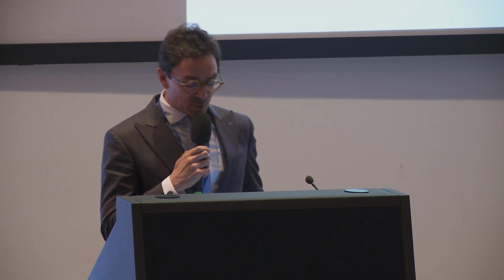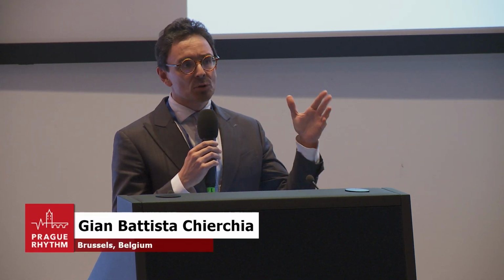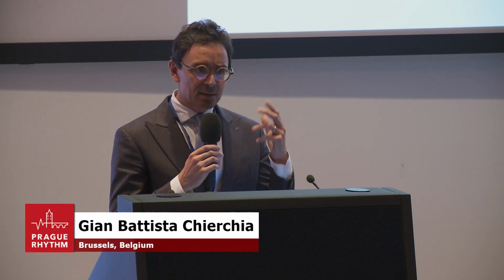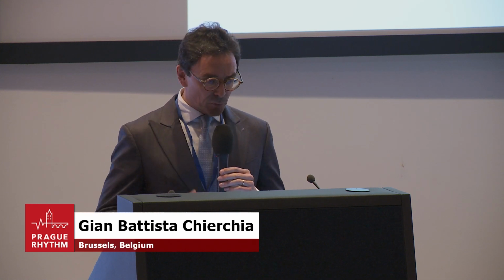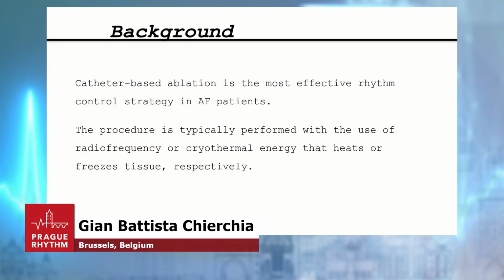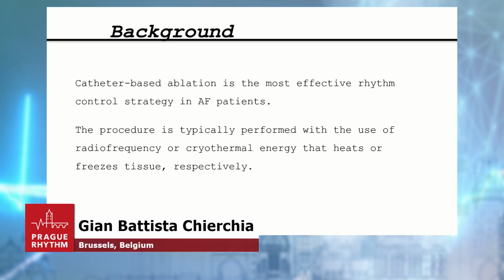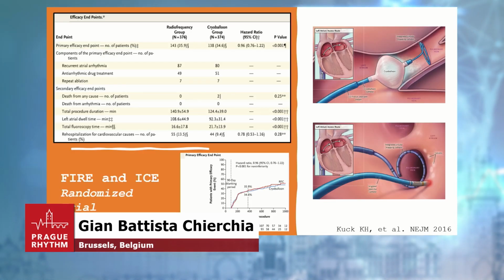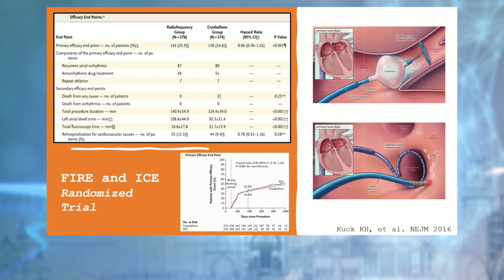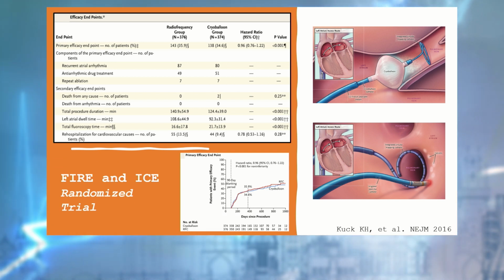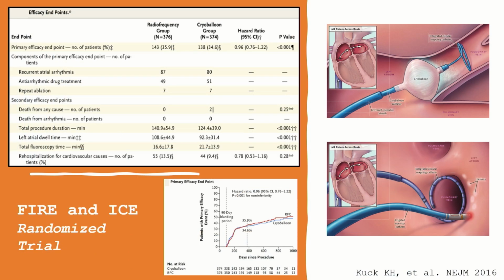We know that catheter-based ablation is the most effective treatment for atrial fibrillation. Historically and traditionally it has been performed with thermal energy sources such as cryoenergy and radiofrequency ablation. I don't need to walk you through this, but there are two main approaches: single-shot cryoballoon ablation and the more traditional, but with a lot of evidence, point-by-point ablation with irrigated radiofrequency. These are data from FIRE AND ICE.